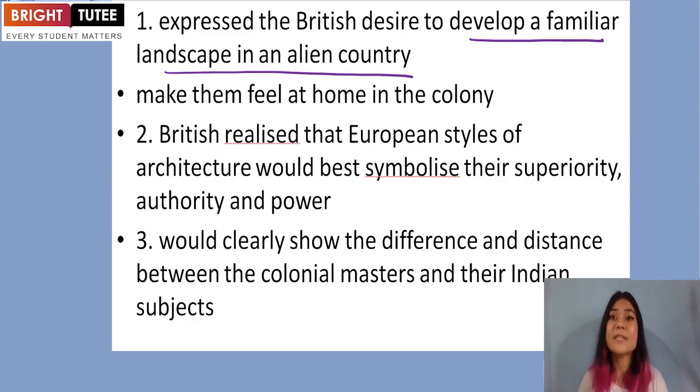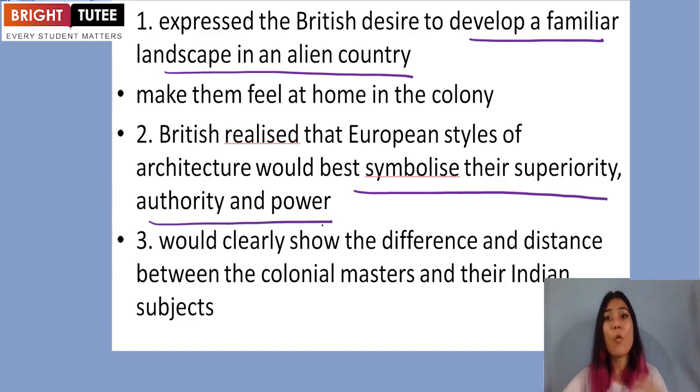Now, in order to make it feel like home, they wanted to build buildings like those built in their home country, in Britain. So that was number one reason for the style of architecture that they adopted in Bombay. Number two reason is that the British government realized that European styles of architecture would symbolize their superiority, their authority, and their power over the Indians.